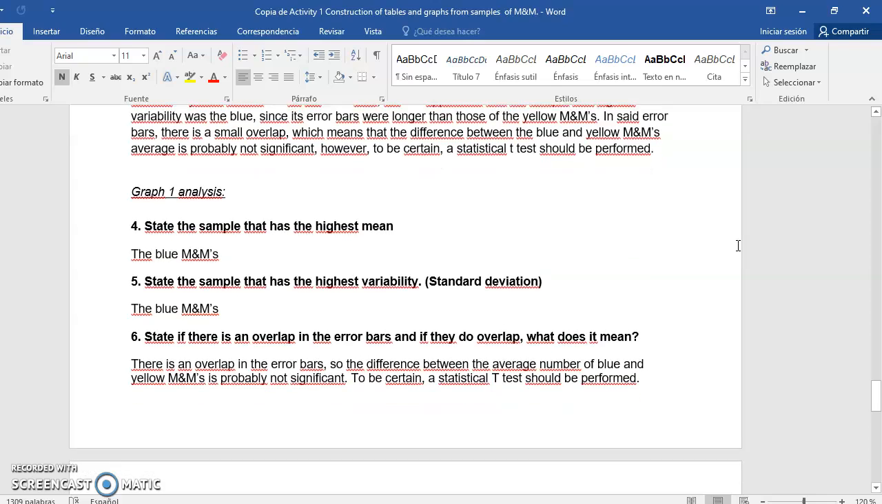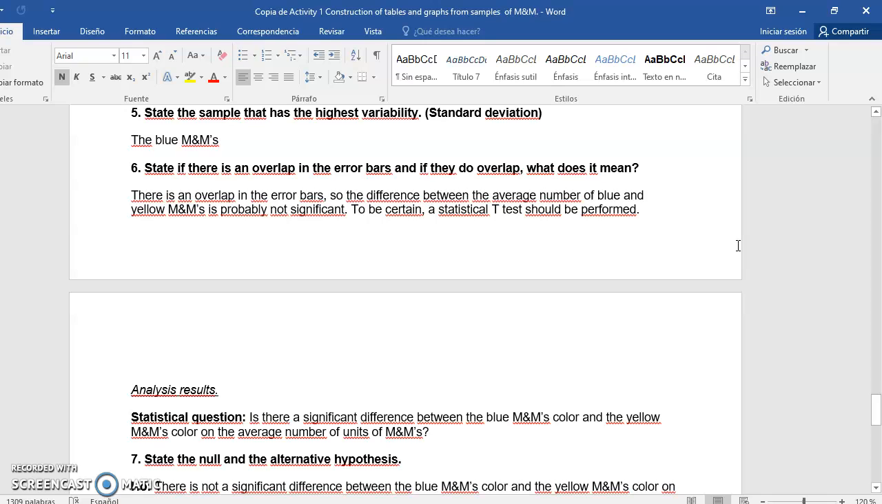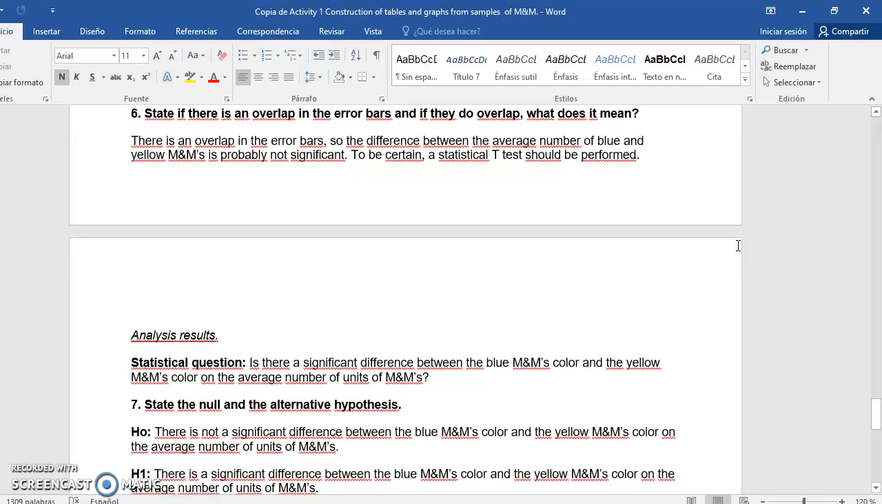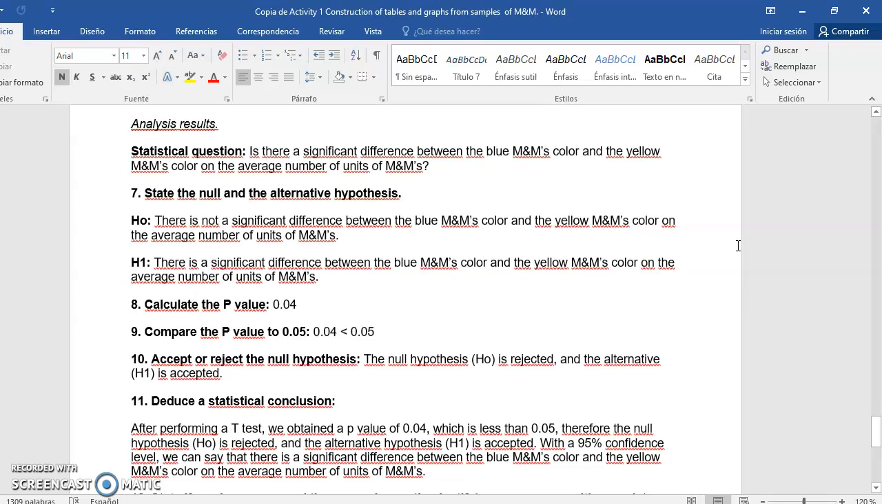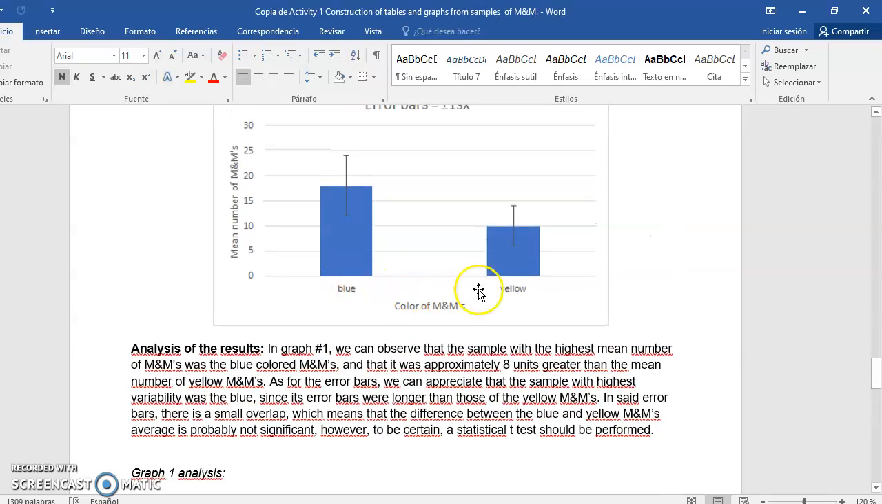All of you answer very well questions 4 and 5. And you also wrote down that there was an overlap and that the difference might probably not be significant, but that you have to perform the t-test. Some of you wrote down the null and alternative hypothesis with, instead of difference, you wrote down relationship. Remember, students, that relationship has to be with correlation, and we are not doing correlation when we have two types of groups that we are comparing.